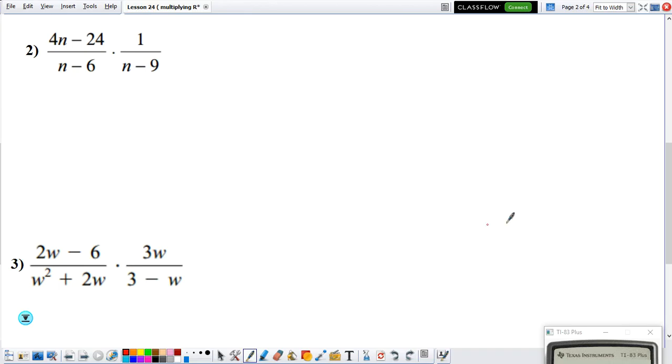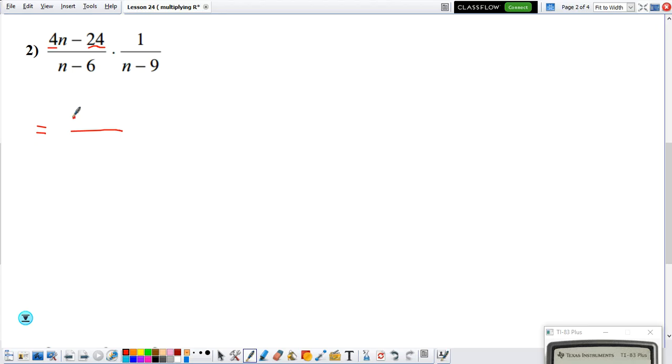Now if we look at example 2, it's not exactly in factor form. So the first thing that we want to do is see if I can factor anything out. So let's look at the first fraction. On the top, we have 4n minus 24. Let me try to factor it out. I see that I can factor out a 4. So we have 4. What do I have left? I have n minus 6. So the top, I factor out as 4 times n minus 6.